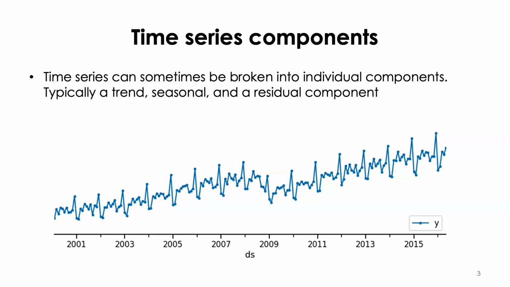Here is a dataset of monthly sales from an online retailer. As we can see, there is an overall trend where the sales increases with time. There is also a seasonal component, as we can see that the sales spikes every December. And then there is a residual component. This is all the variation that we see in the data once we take into account the trend and seasonality.